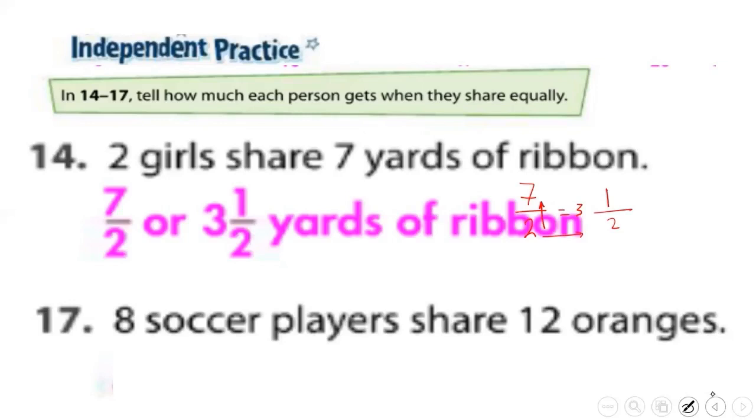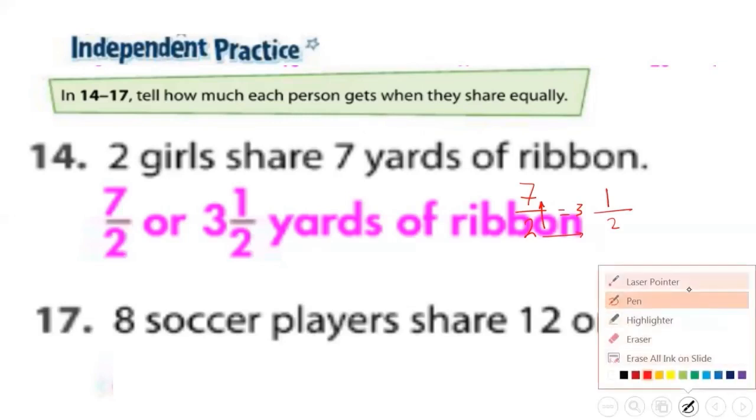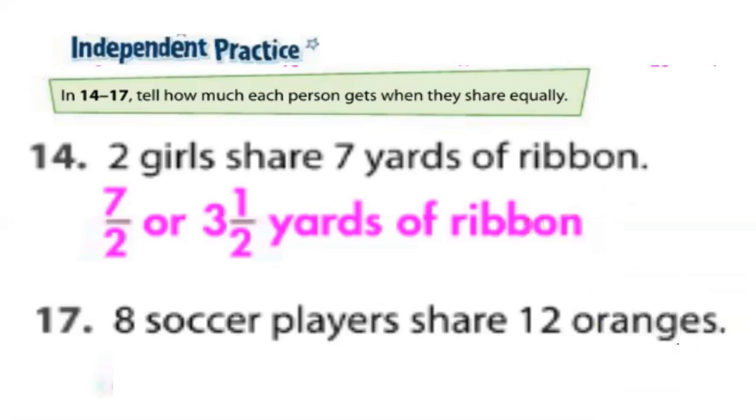Number 17, 8 players share 12 oranges. Sure, we can divide the amount of oranges, not the number of persons. Easily you can write 12 oranges divided by 8. Okay, this is an improper fraction. How can I transform 12 over 8 from an improper fraction to a mixed number? Keep 8 as it is and count how many 8's are there in 12. Just 1, and 1 by 8 equals 8.